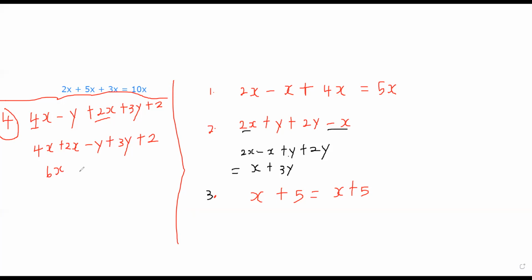Minus y plus 3y is a positive 2y. And then you put the plus 2, equal to 6x plus 2y plus 2. Okay. Good.